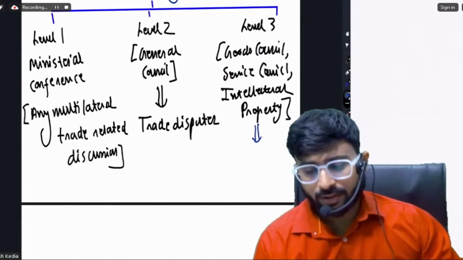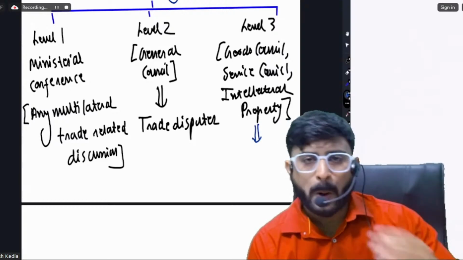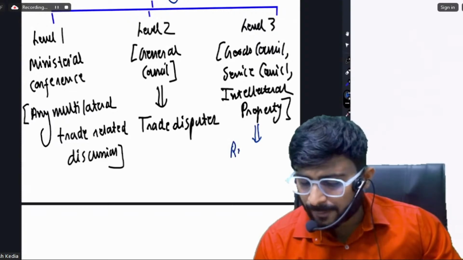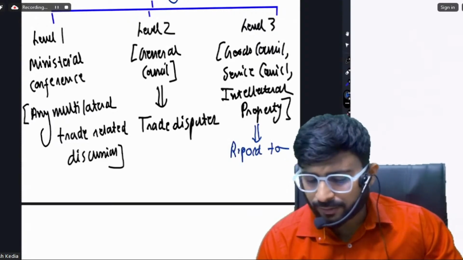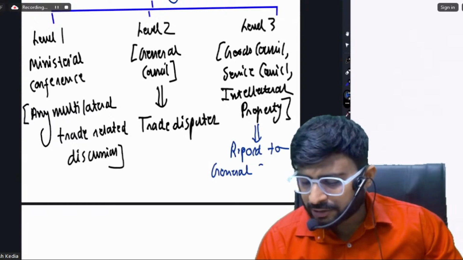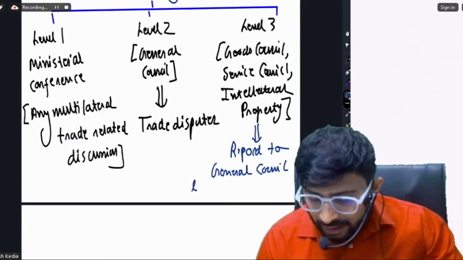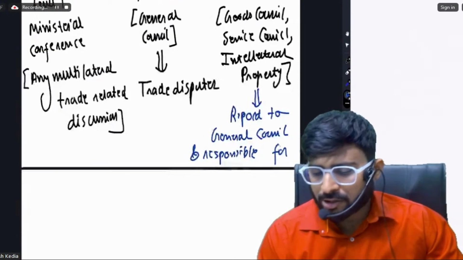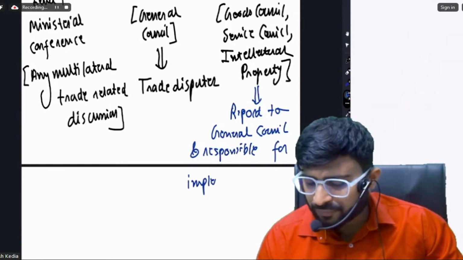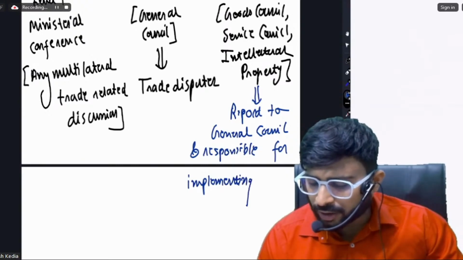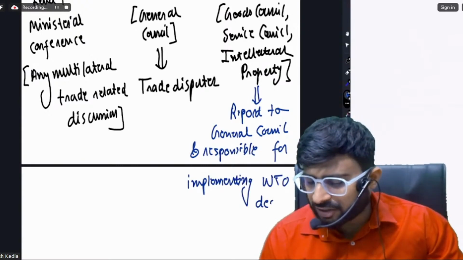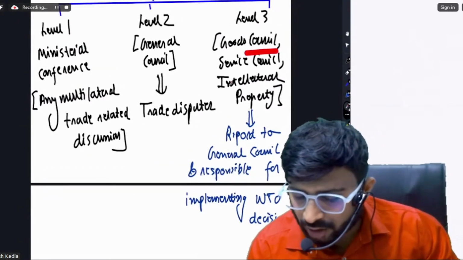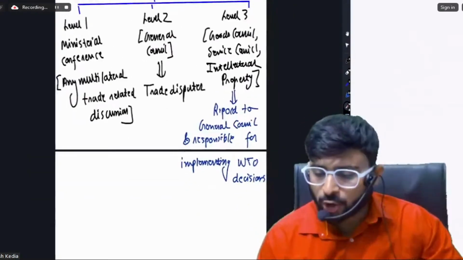So friends, they report to general council, and they are actually responsible for implementing WTO rules, or implementing WTO decisions. So whatever decisions are taken on the floor of WTO, this council, that is the level 3 council, goods council, service council and intellectual property council looks into it.